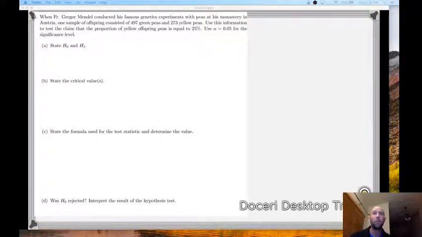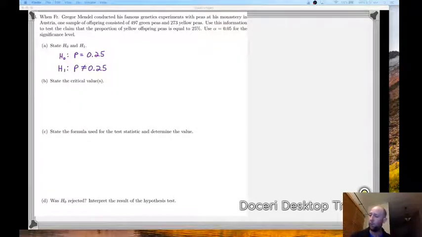So for every hypothesis testing problem, we want to start by stating the null and the alternative hypothesis. And so we have the H naught and the H sub 1. For this problem, we're testing a claim about proportions, and that's why I'm using p here. If we were testing a claim about means, I would be using mu here. If we were testing a claim about standard deviation, I would use sigma. If we were testing a claim about variance, I would use sigma squared for this value here.